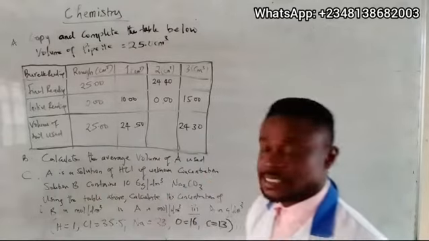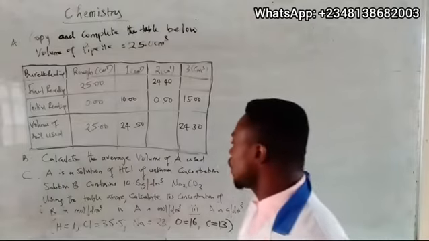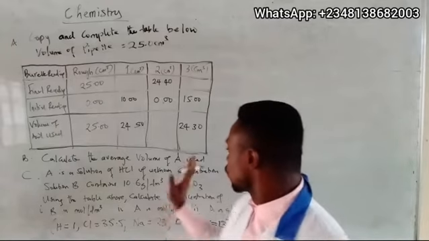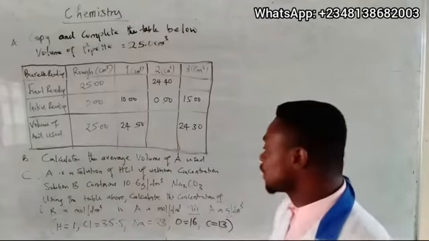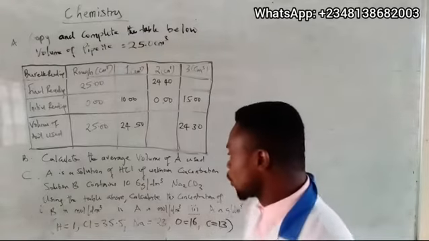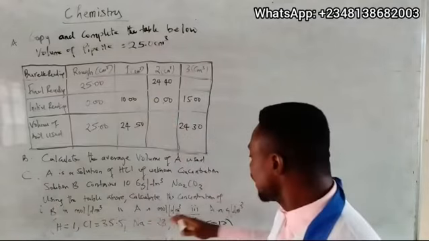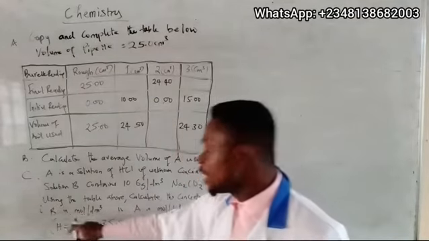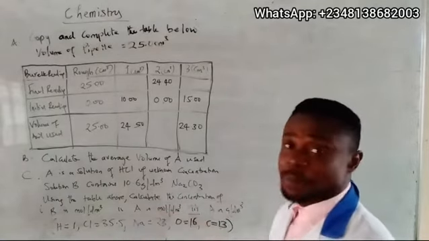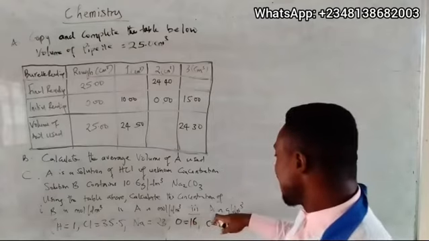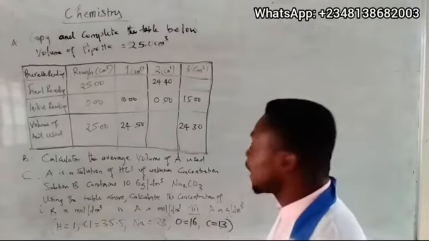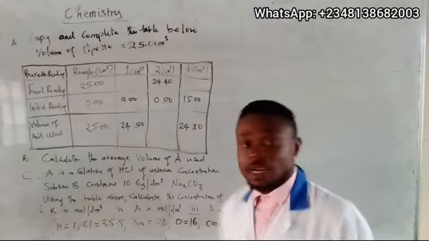The C part says A is a solution of hydrochloric acid of unknown concentration. Solution B contains 10.6 gram per dm cube of sodium trioxocarbonate(IV). Using the table above, calculate the concentration of B in mole per dm cube, A in mole per dm cube, and A in gram per dm cube. These are the relative atomic masses of the elements. Alright, so let's solve this question.